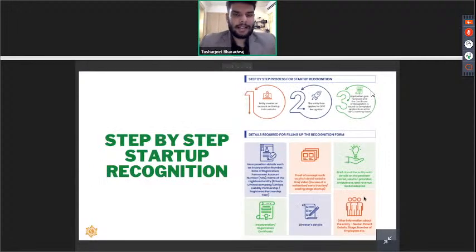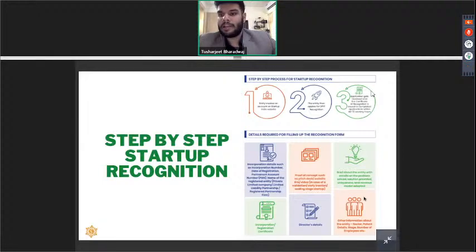Then, the step-by-step process for startup recognition. The government has laid out different steps for startup recognition. The first one is that the entity creates an account on the Startup India website. You need to create an account on the Startup India website. The second one is that the entity then applies for the DPIIT recognition.